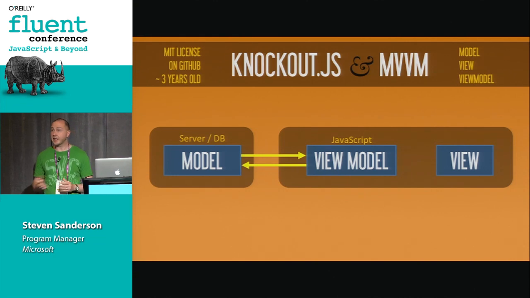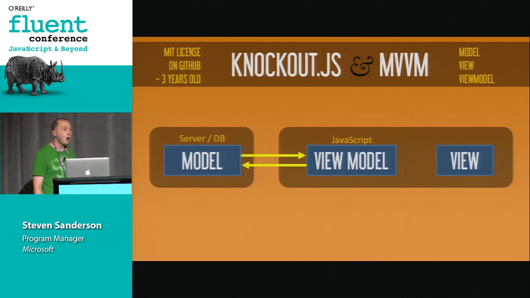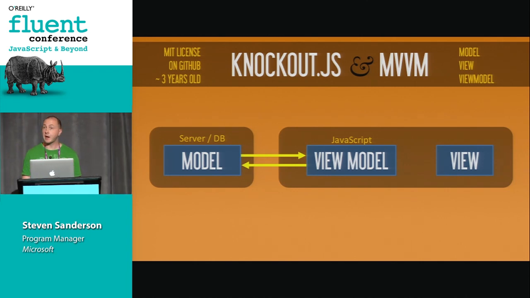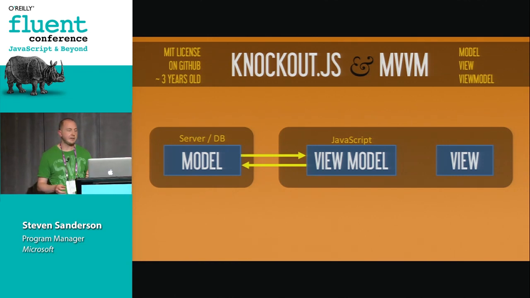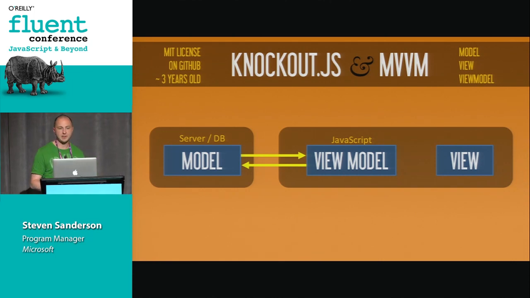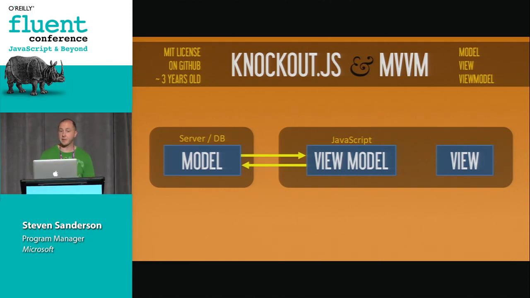So let's say you've got a text box, then there's probably a property that corresponds to the value of it. Or if you've got a button, then there's probably some kind of function that corresponds to what happens when the user clicks that button. So it's just plain code. It's got nothing to do with HTML or CSS or whatever, so it's very easy to unit test. It's nice and abstract.